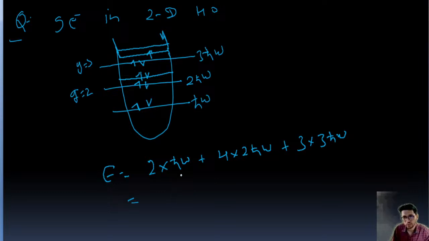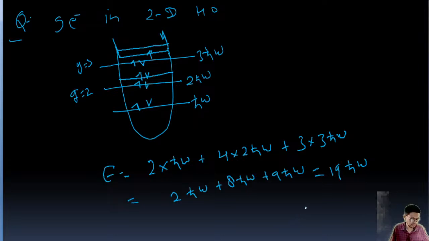So this is going to be 2ħω + 8ħω + 9ħω, right? So this is going to be 19ħω. This will be the ground state energy, right, guys?